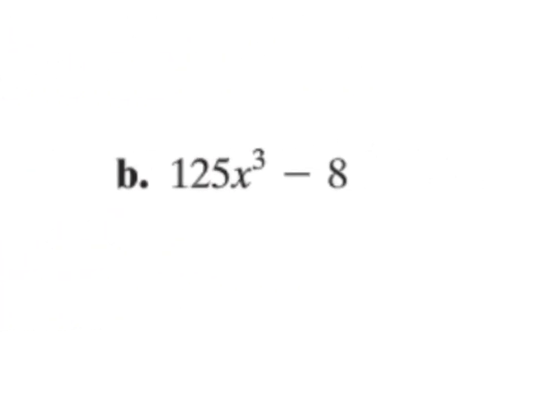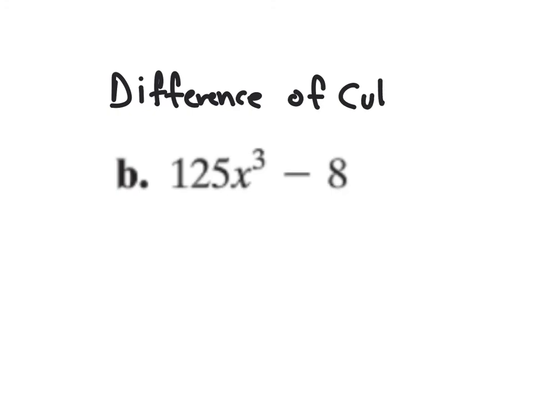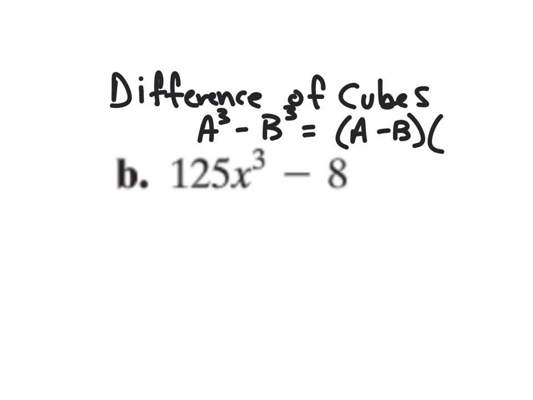Let's try difference of cubes, all right? So you have sum of cubes, you have difference of cubes, all right? Difference of cubes means you're going to do a cubed minus b cubed, okay? And what's going to happen when you do that is you're going to get a minus b times a squared plus ab plus b squared.